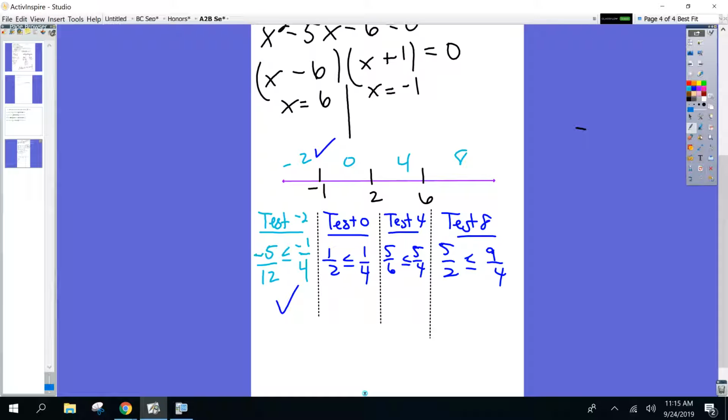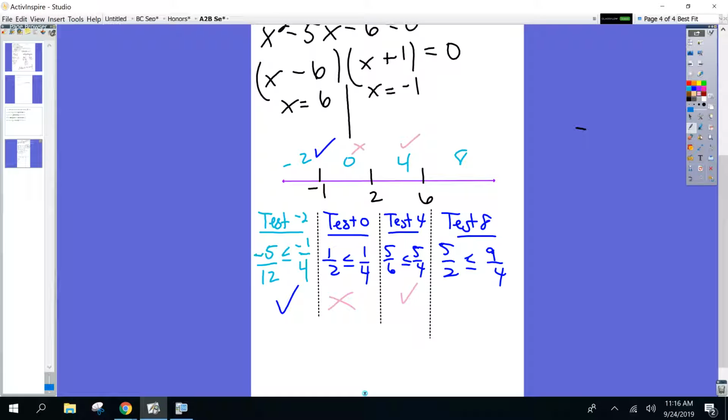Okay, how are we doing here? What happened when you test 0? Is 1/2 less than 1/4? Nope, that's a no-go, so that's a no. Was 5/6 less than 5/4? That's what I got for 4. Is that true? 5/6 less than 5/4? Yep. If you guys are having difficulty with the true, let me know.